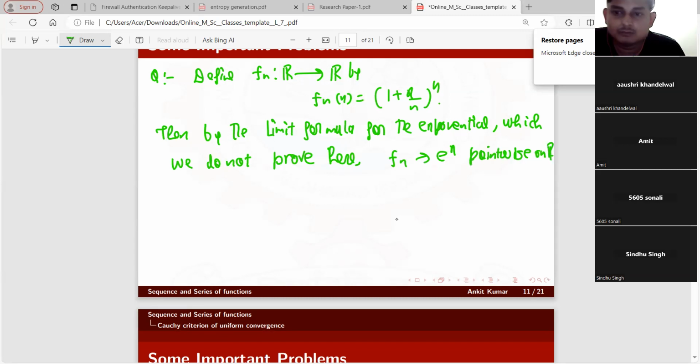So by the limit formula for the exponential, which we do not prove here, f_n(x) tends to e to the power x pointwise on R. So this is basically the most important example of pointwise convergence.